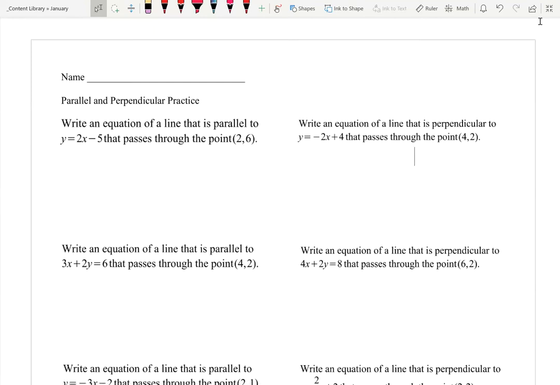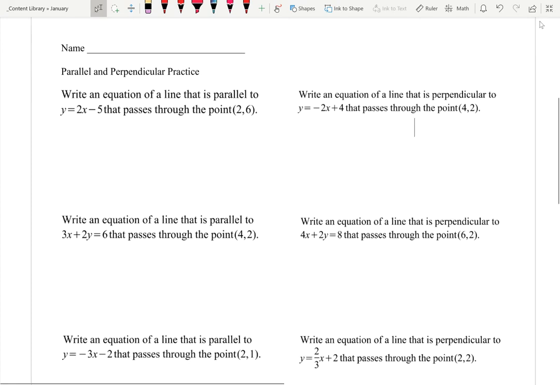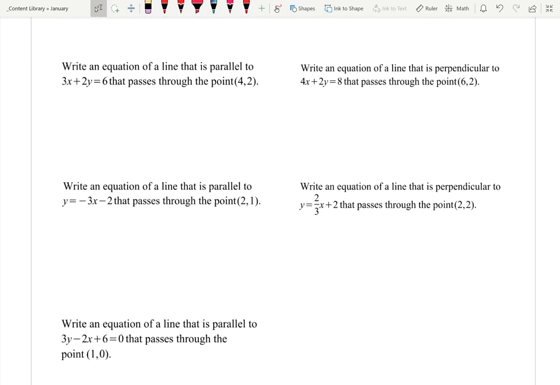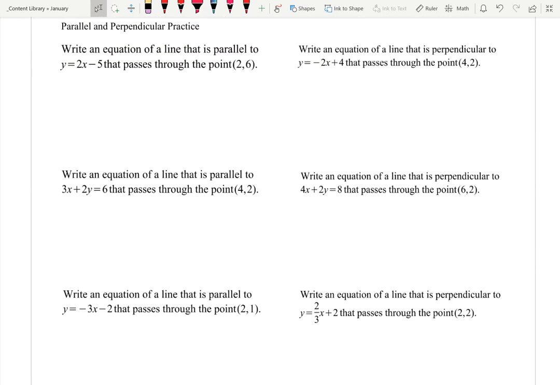Okay, so we're going to take a look at our parallel perpendicular lines quiz practice problems. What I'm going to do, I'll go through the left side problems first. These are all the parallel ones. And then I'll do the ones on the right side, which are all the perpendicular ones.